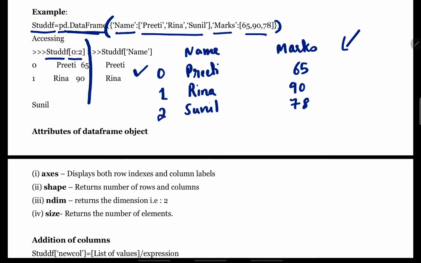So in this case, as you can see, 0 and 1 are the two values, that is Preeti and Reena, with their indexes 0 and 1, and they are going to be printed. Now in the second slicing, I've given the data frame name and then in the bracket I've given a name. This name is my column heading. So here the column headings Preeti, Reena and Sunil will be printed. That is how you perform the different kinds of accessing in a data frame.